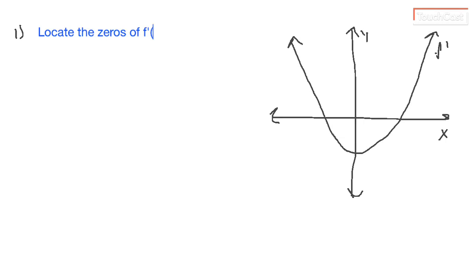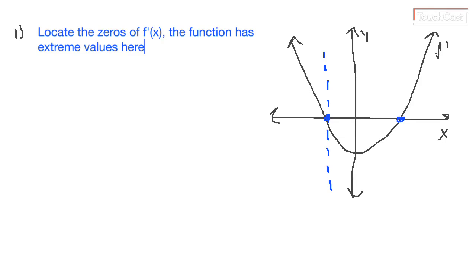We're looking for the zeros of our derivative. What that means is the function has extreme values here. So that means it's got either a max or a min at that point. So here are our 2 zeros. So I'm going to just draw a dashed line there so I know at some point, either above or below the axis, I'm going to have a max or a min.